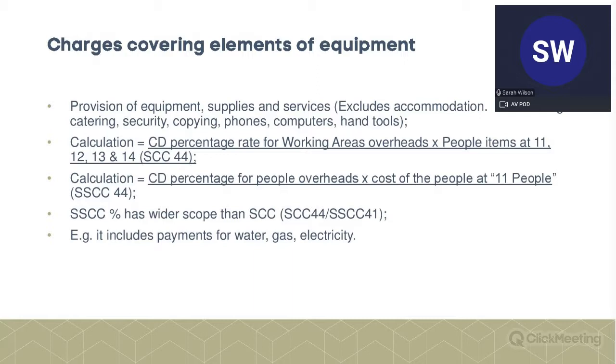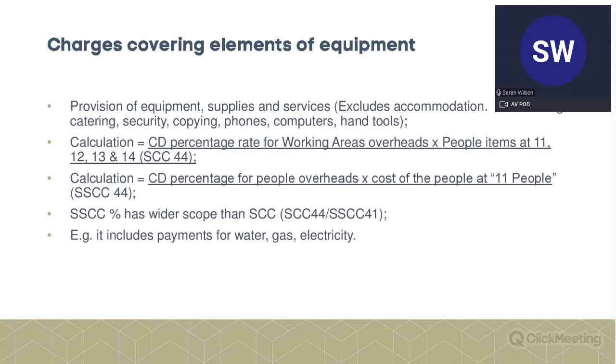Before we go on to that, the first bullet point covers the point that I've already referred to, that it covers the cost of equipment, supplies and services. So, your catering, security, copying, phones, computers, hand tools. So it includes that kind of cost, but it excludes accommodation.